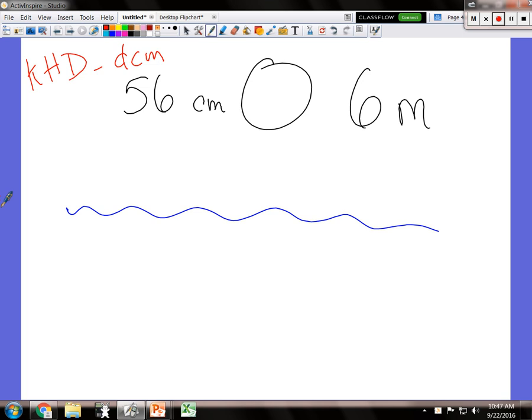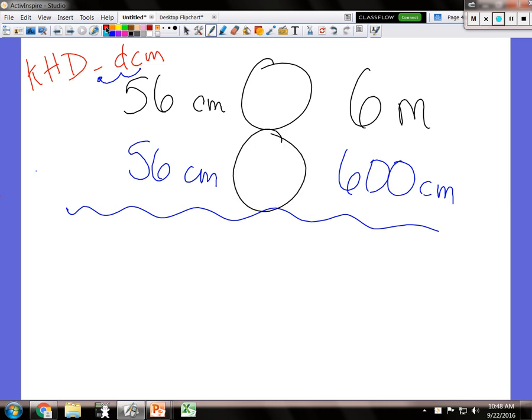So which direction, how many places would I need to move it? So I'm going from here, 1, 2. So 2 places to the right, correct? So 6 meters turns into 600 centimeters. Now this turns into a really easy problem. So what is true there? Okay, 56 is less than 600.